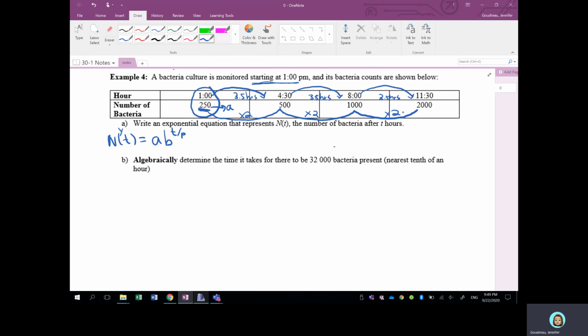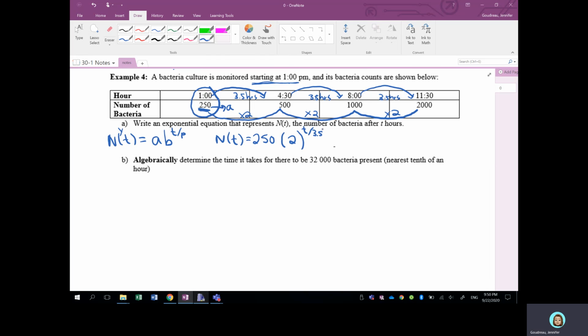We just figured out what our B and P are. So because we're multiplying by 2 over and over and over again, a repeated multiplication means it's exponential, and our base is 2. And because it's multiplying or doubling every 3.5 hours, there's our P value. So our equation for this specific situation is going to be 250 times 2 to the power of t over 3.5. And there's our exponential equation for this one.